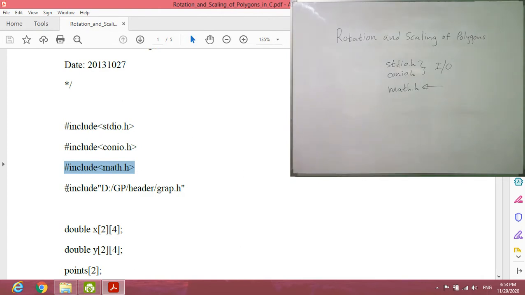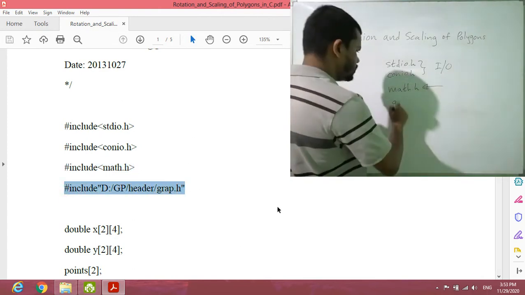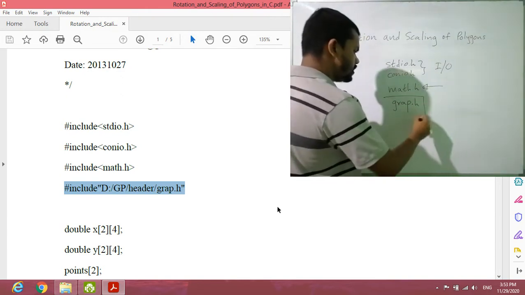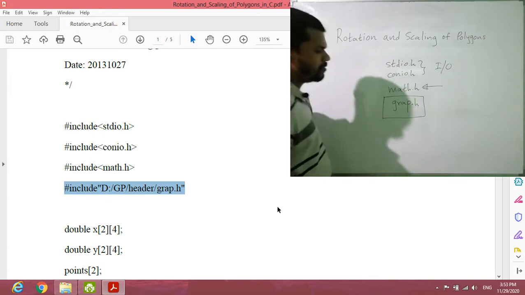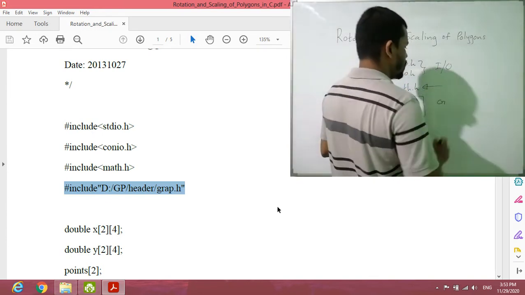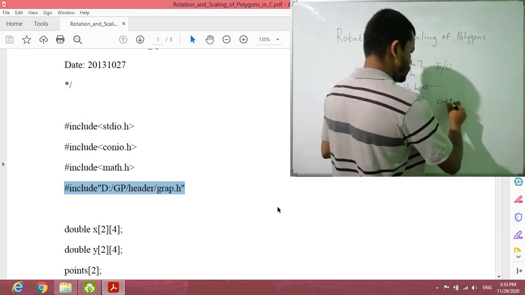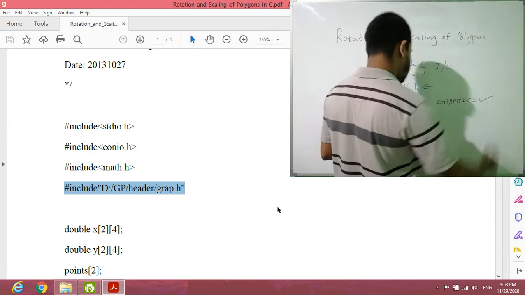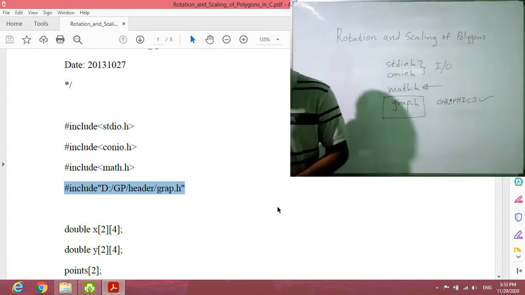The last one, grap.h. This is a user-defined header file. The purpose of this one is to include graphics functions in our program.